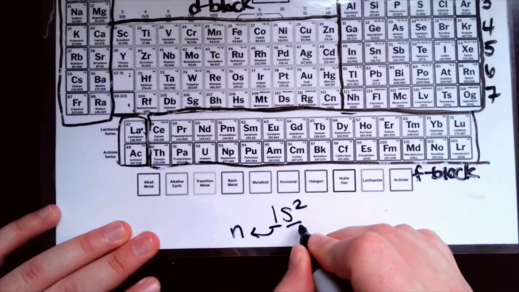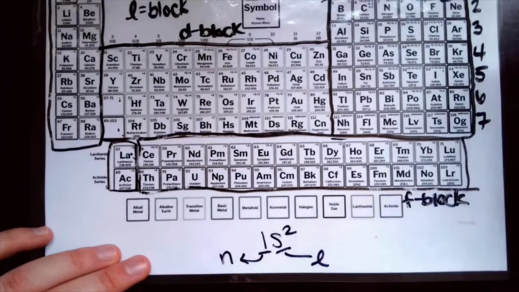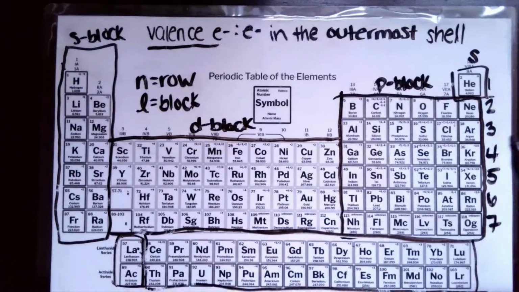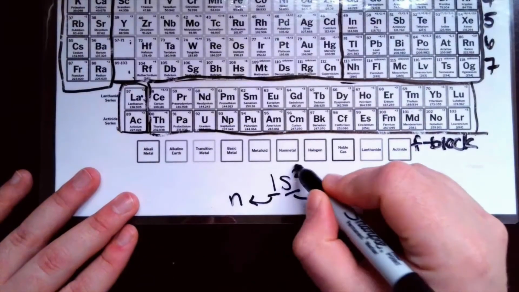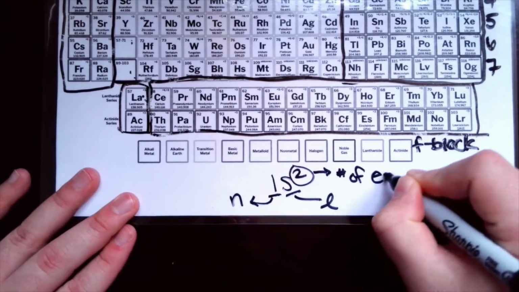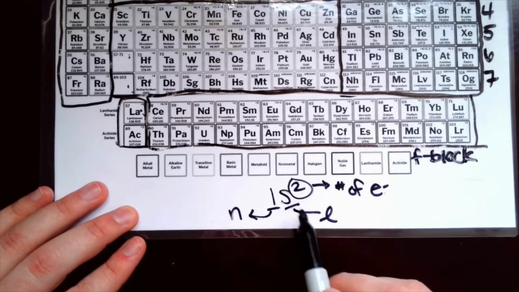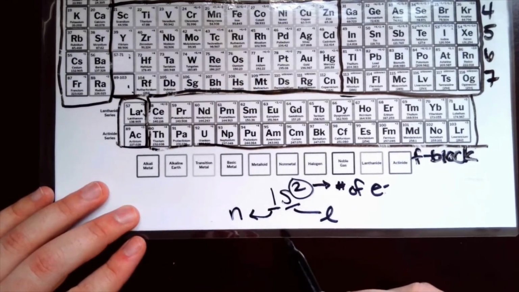This s is your L quantum number. So that's going to tell you that it's going to be in the s block, which, of course, if it's in the first row, both of them are in the s block, so that has to be the case. But yeah, so that'll tell you which block it's in. And then this number up here is the number of electrons. So this means that there are 2 electrons present in the s subshell of the first energy level. Right? And that's the notation we're going to delve into further in the next video.